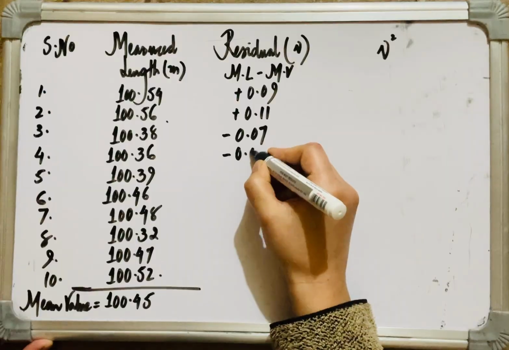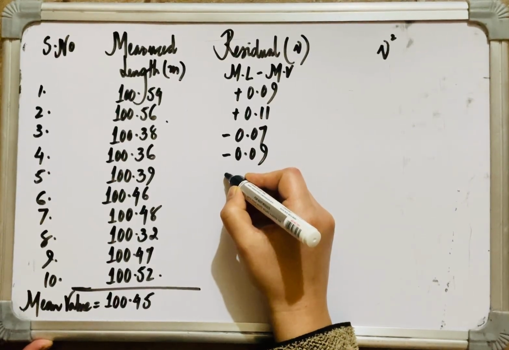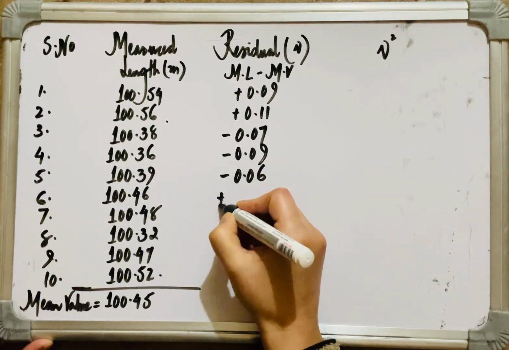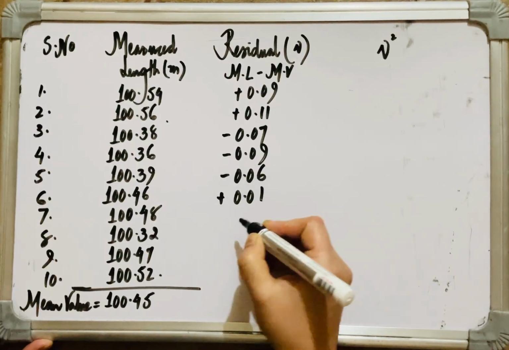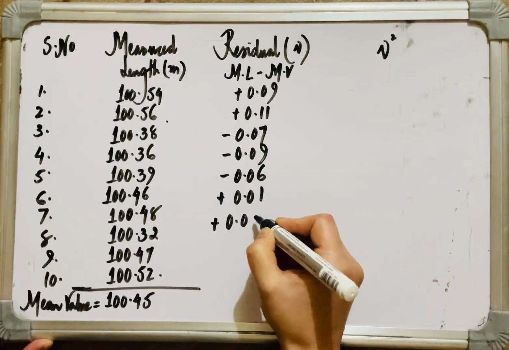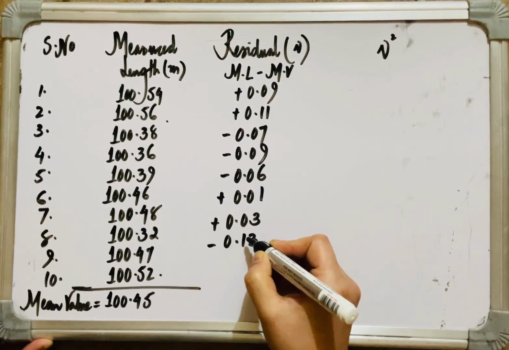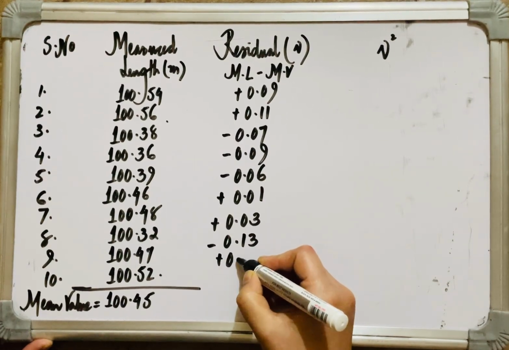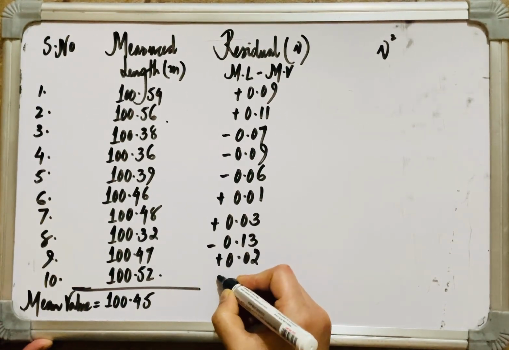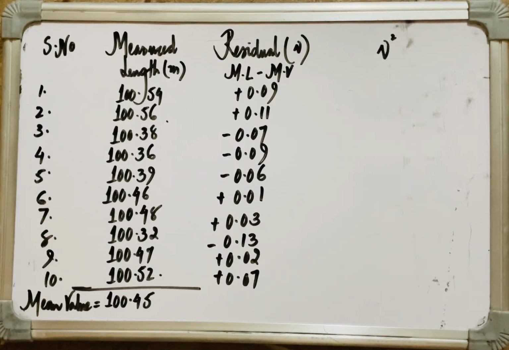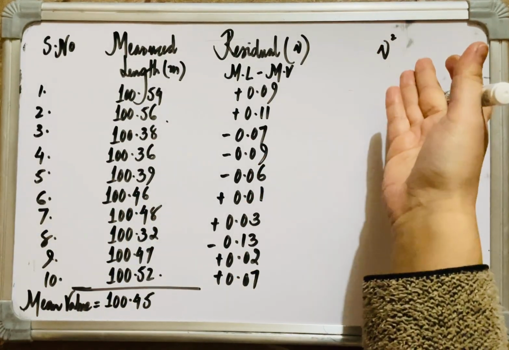Likewise, this is minus 0.06. Then we have the value of plus 0.01, then plus 0.03, then we have minus 0.13, then plus 0.02, and lastly we have plus 0.07. All right, so we have calculated the residual errors in each case, wherein the residual is equal to the measured length minus the mean value. Now we have to do the square of these residuals.